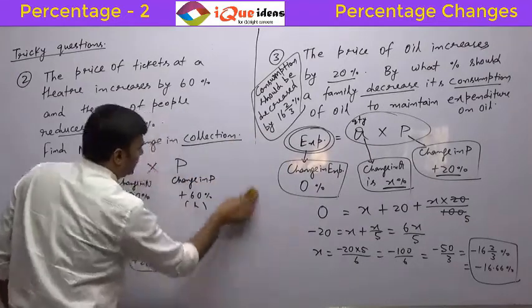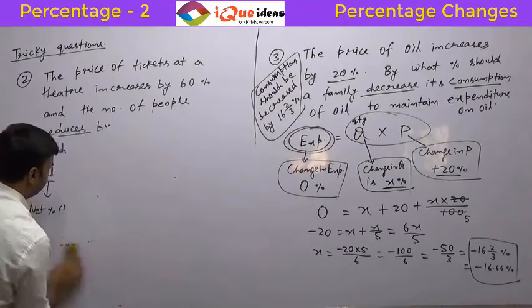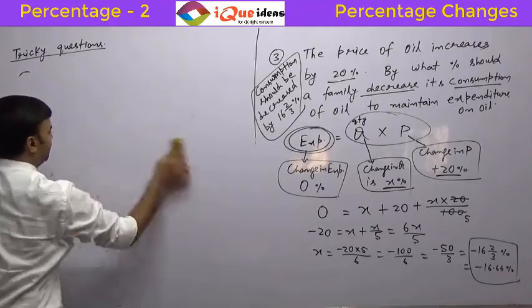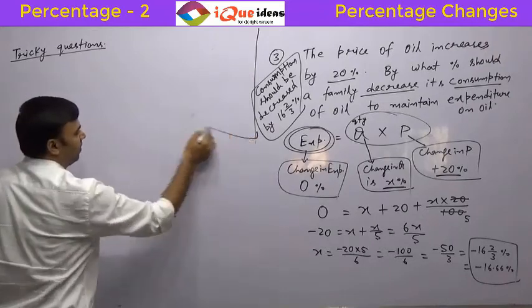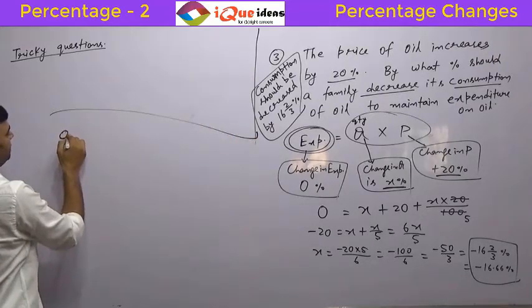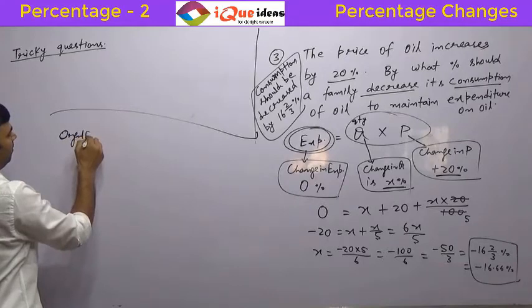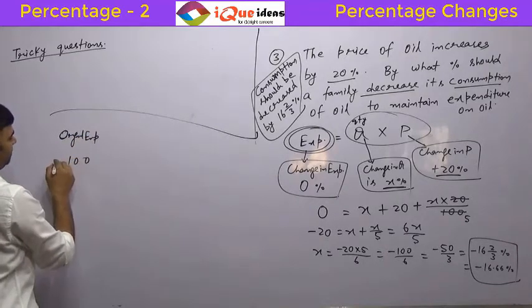Obviously, there is another way of doing that question. I'll just show you here. Suppose we assume the original expenditure on oil to be 100. Let's start from here. Original expenditure to be 100 rupees, right?